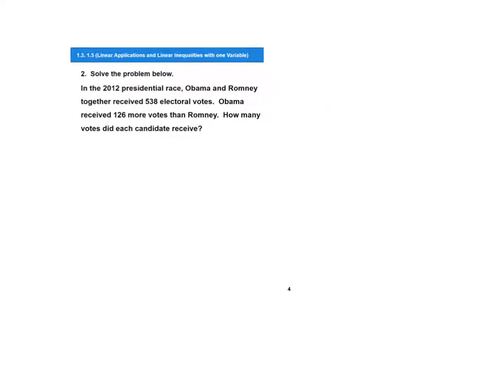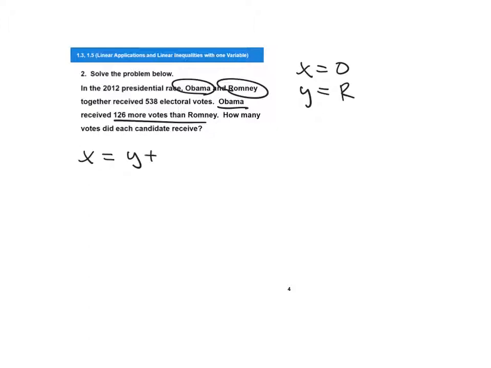The next one is a presidential race. We've got Obama and Romney. I'm just going to say X is Obama and Y is Romney. Of course, I could have flipped those around and said X is Romney and Y is Obama. Obama received 126 more votes than Romney. So X is Obama, and he received 126 votes more than Romney.